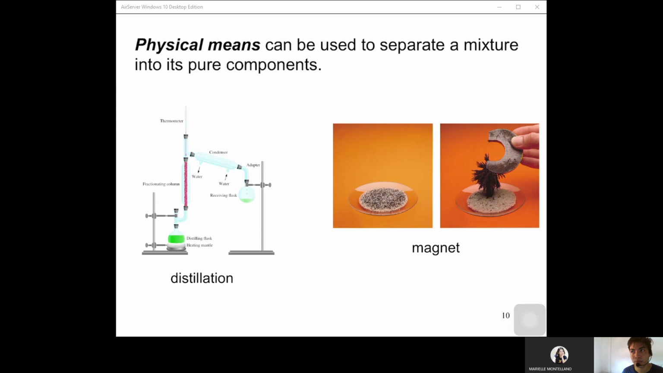For example, the juice. Say you have orange juice and you want to get the water from it. Is that possible? It is possible. What you can do is boil the water so it becomes steam, it becomes vapor, then you condense the vapor. That process is called distillation. We use distillation in separating liquids.